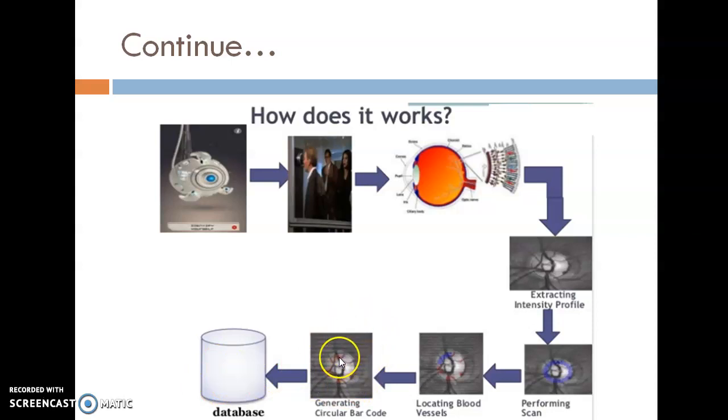Whatever barcode is generated, that barcode is compared with the previously stored barcodes in the database. If a match is found, then this person is identified by this particular scanner.